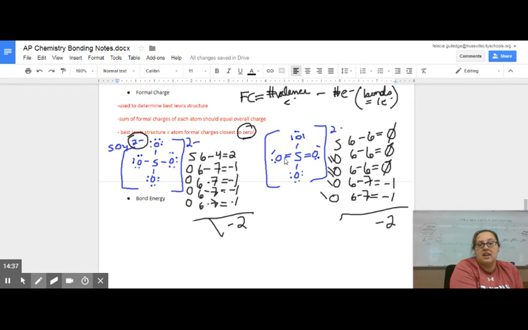And which out of these two has the formal charges closest to 0? Well, that would be this structure here. So what that tells me is that is the best Lewis structure.